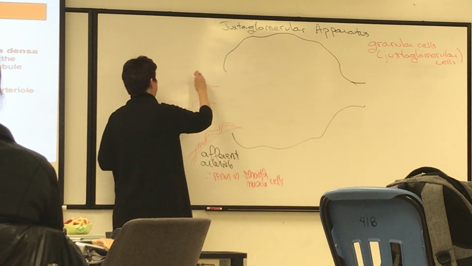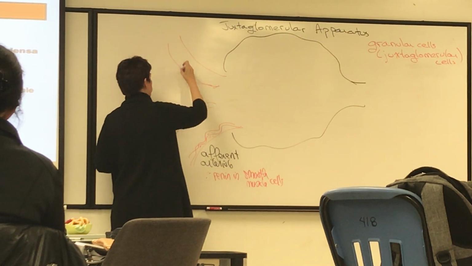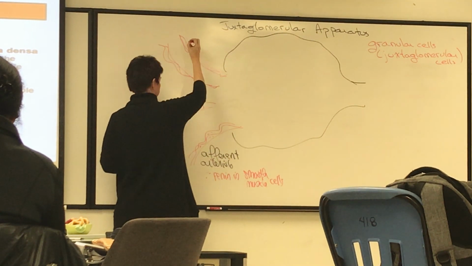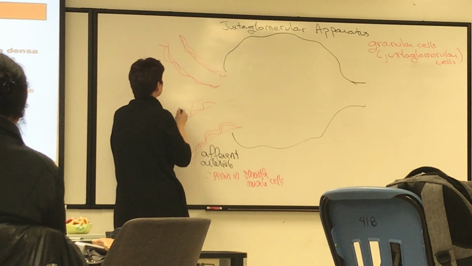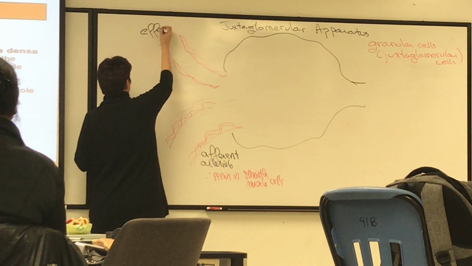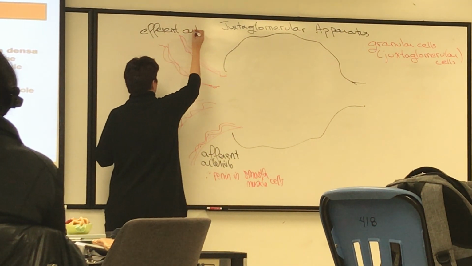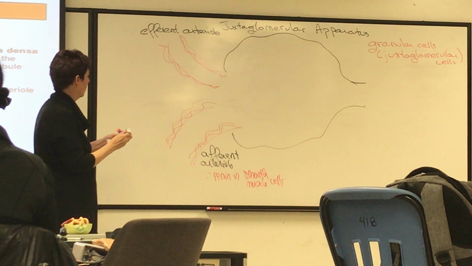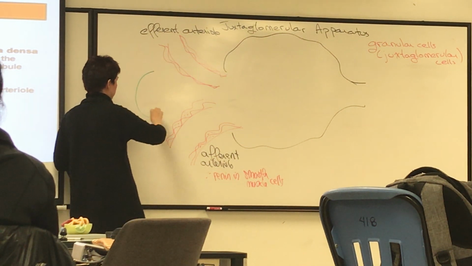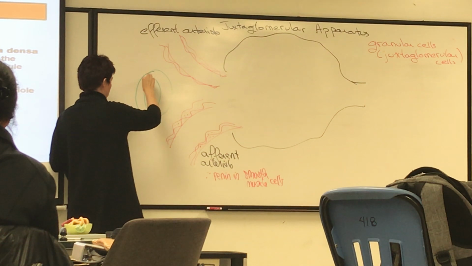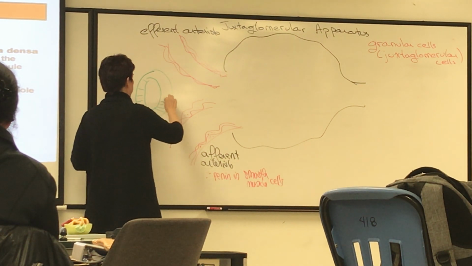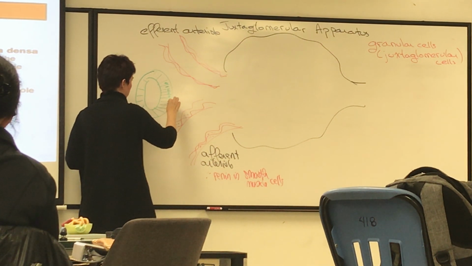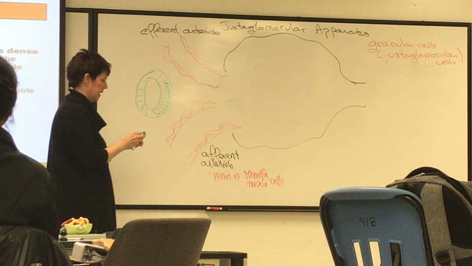We have the efferent arteriole leaving, which can change its diameter but doesn't contain any chemicals. Then we have our straight tubule, with the simple columnar cells, known as the macula densa.